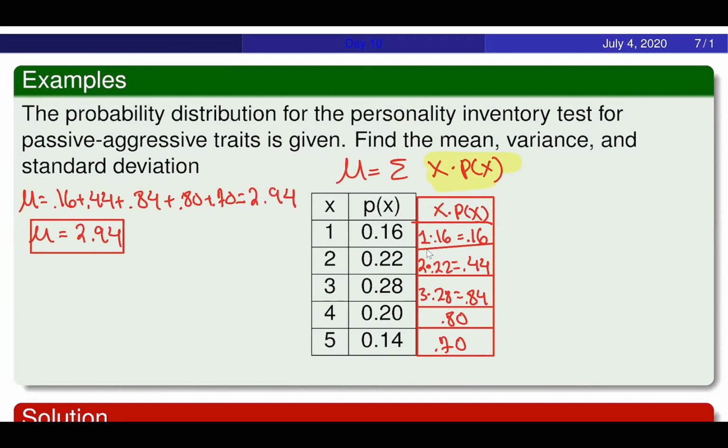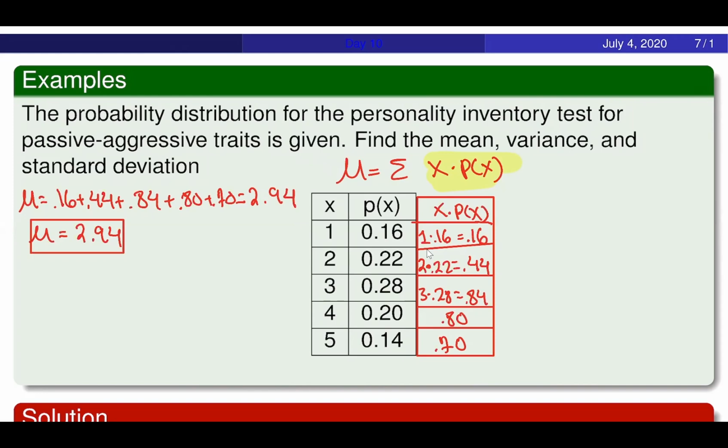You have to get x multiplied by p of x, and then add all of those numbers up. Any question on how I did that? In this one, we don't have to divide or anything. No. For this one, all you have to do is multiply the x times the p of x, and then add them, and you're done. Okay.